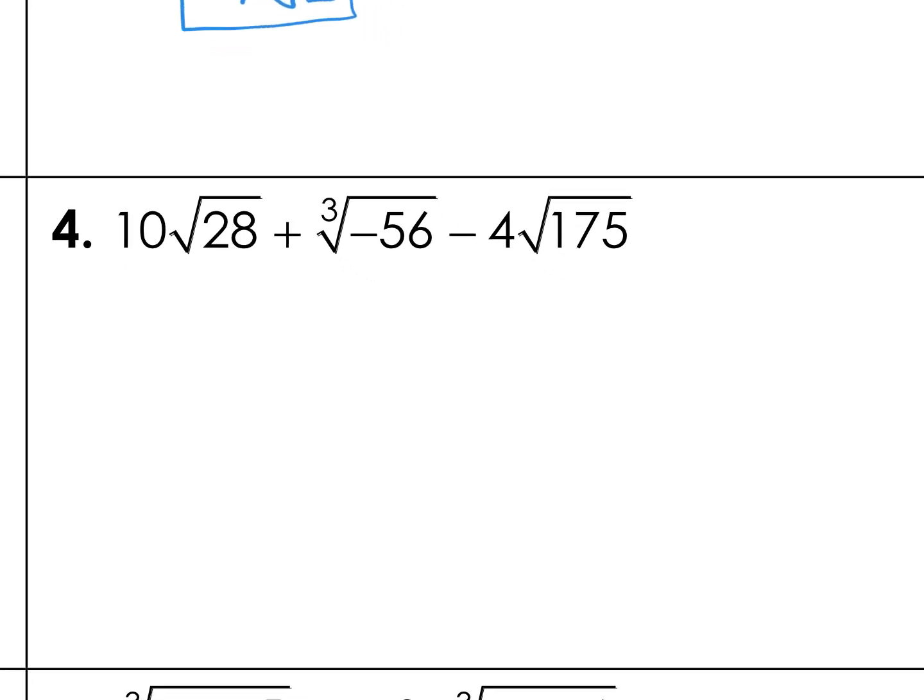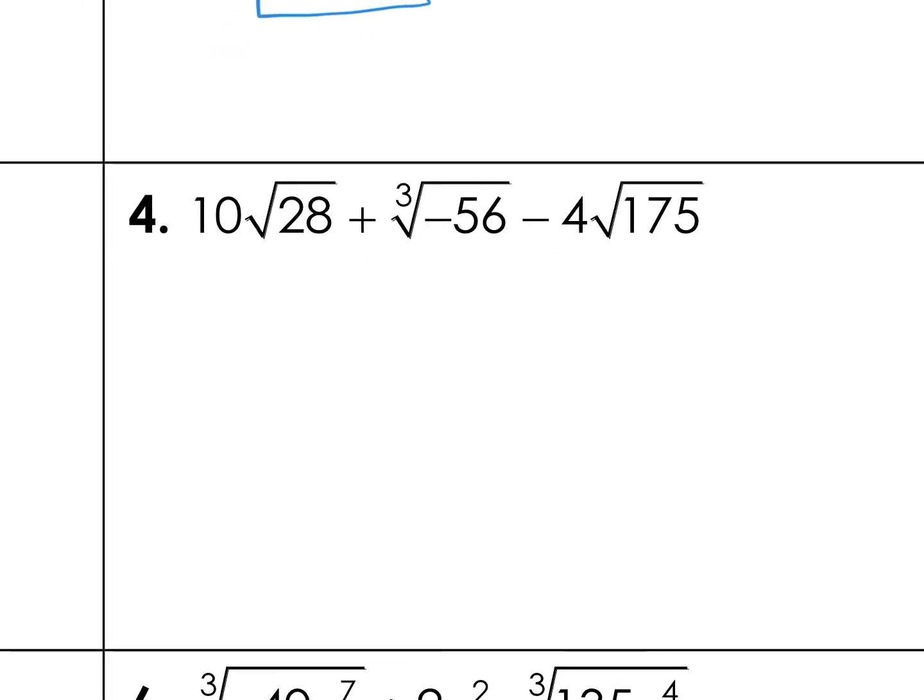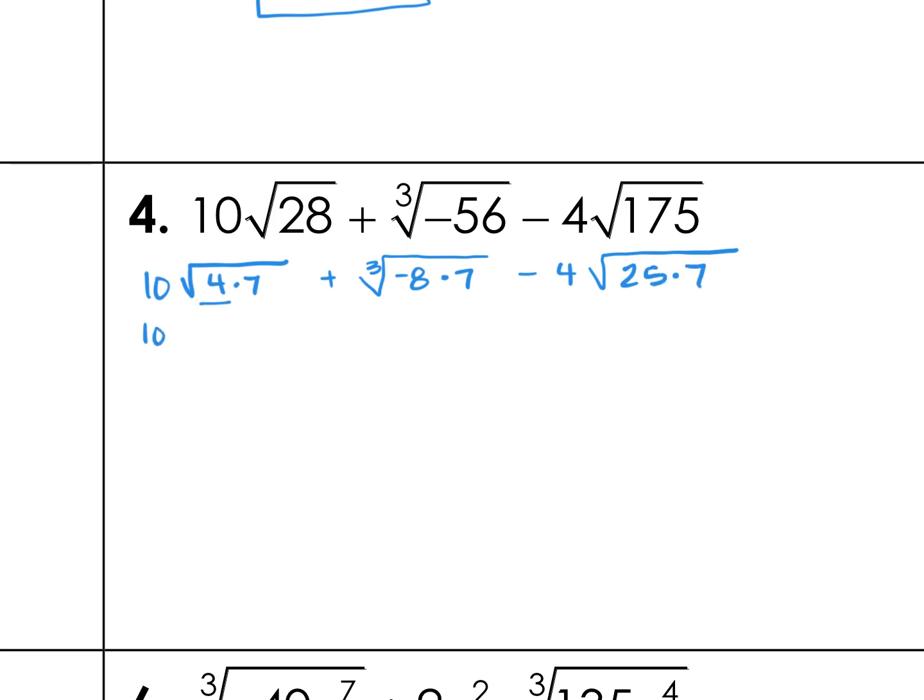So we just keep practicing that. Number 4: we want perfect square factors for 28. 4 goes into 28. Perfect cube factors in 56. Since it's negative 56, we'll make the perfect cube negative. And then perfect square factors of 175. That's 25 times 7. Then we simplify them. So 10 times 2 square root 7.